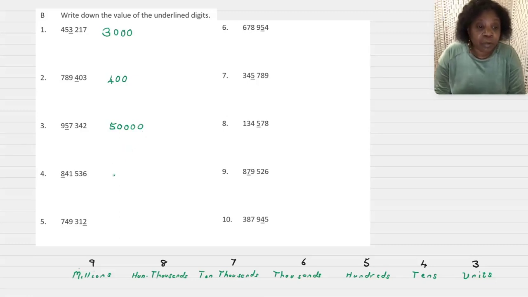Then we come to question 4. The number is 841,536. The digit underlined is the number 8, and the value of the 8 is 800,000.